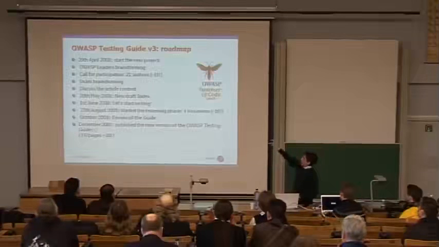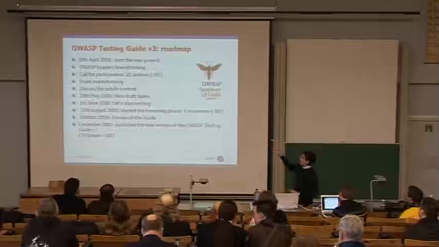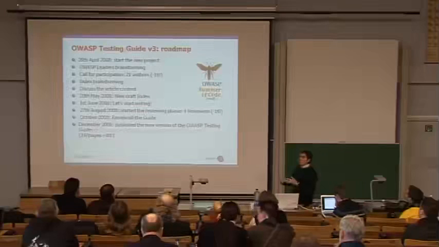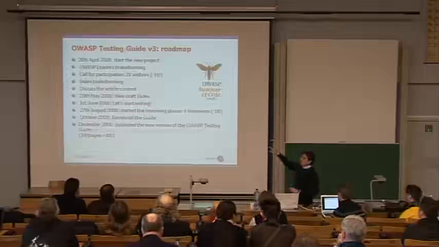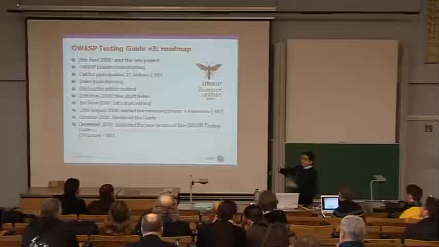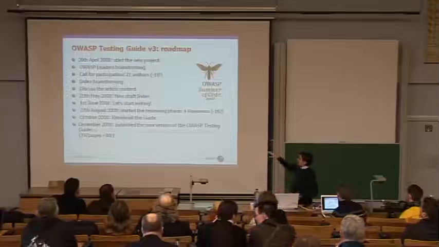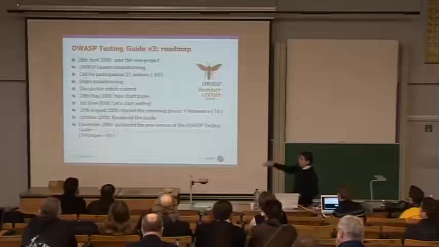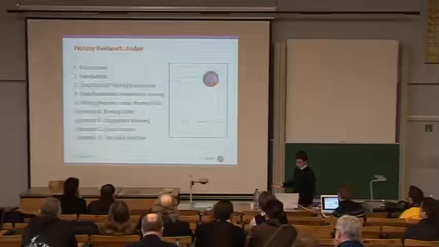The testing guide version 3 started in April 2008, and firstly we did an OWASP leaders brainstorming about how to improve the version 2, and we did a call for participation. We had 21 authors, and in the version 2 we had nearly 50 authors, so the authors are fewer. Then we discuss all the articles, and here you can see that there is an action plan about this guide.